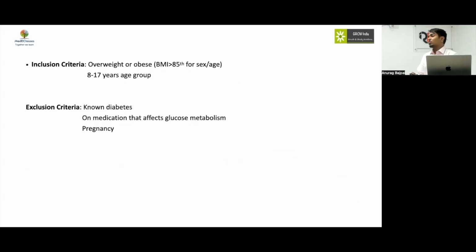They have considered overweight and obese, more than the 85th percentile for sex and age, and the age group was 8 to 17 years. Here I want to highlight that they have mentioned overweight also. And what are the exclusion criteria? Any known case of diabetes or medication that altered glucose metabolism, and pregnancy was excluded.